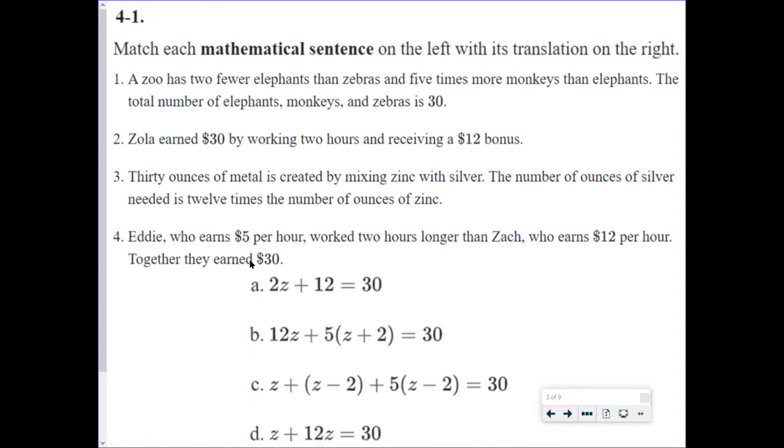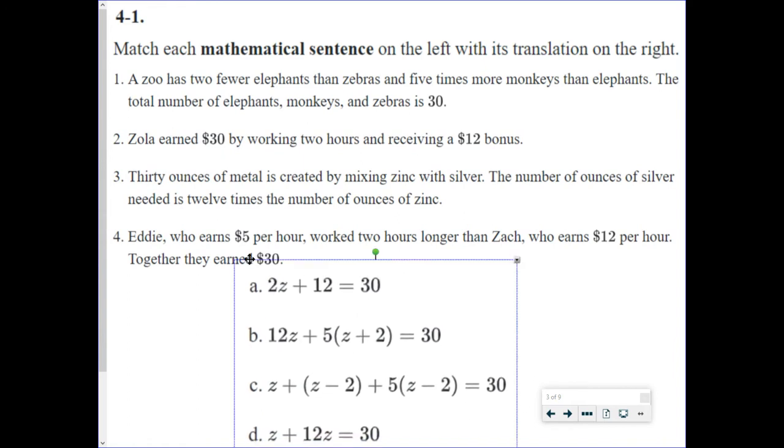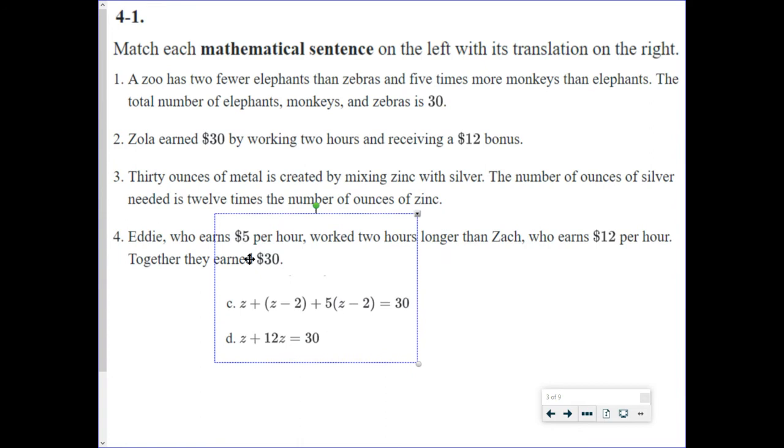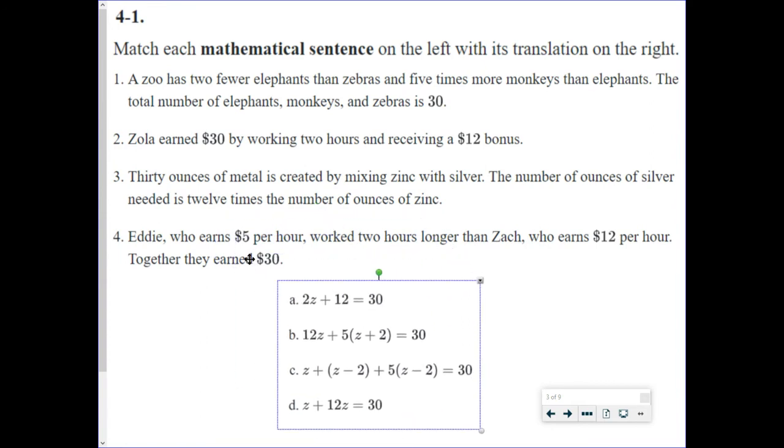Now, the problem is, there we go. I can fit them in there, just barely. Let me see if I can make it a little bit smaller here so you can see it. Here are the equations, and they are a doozy. This is actually kind of a challenging problem set here, okay?